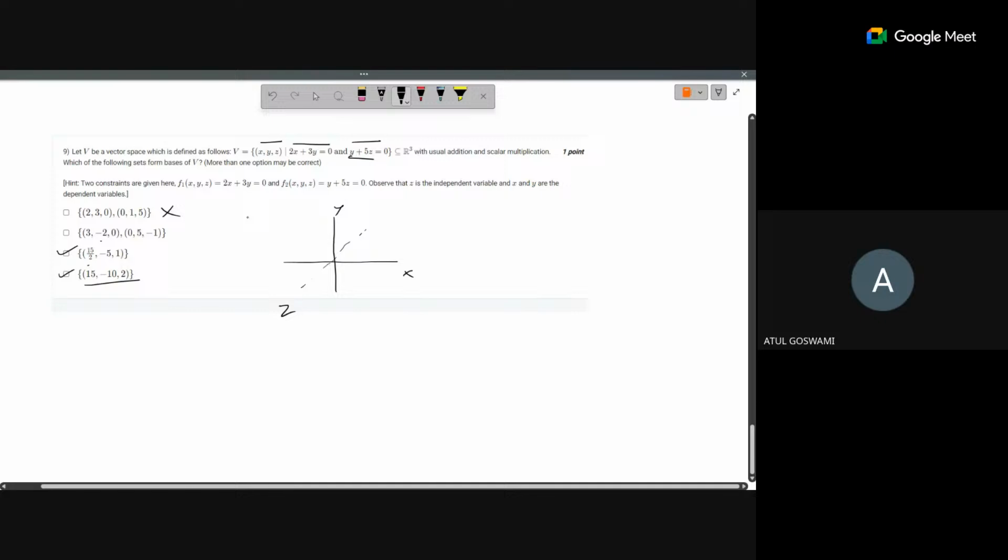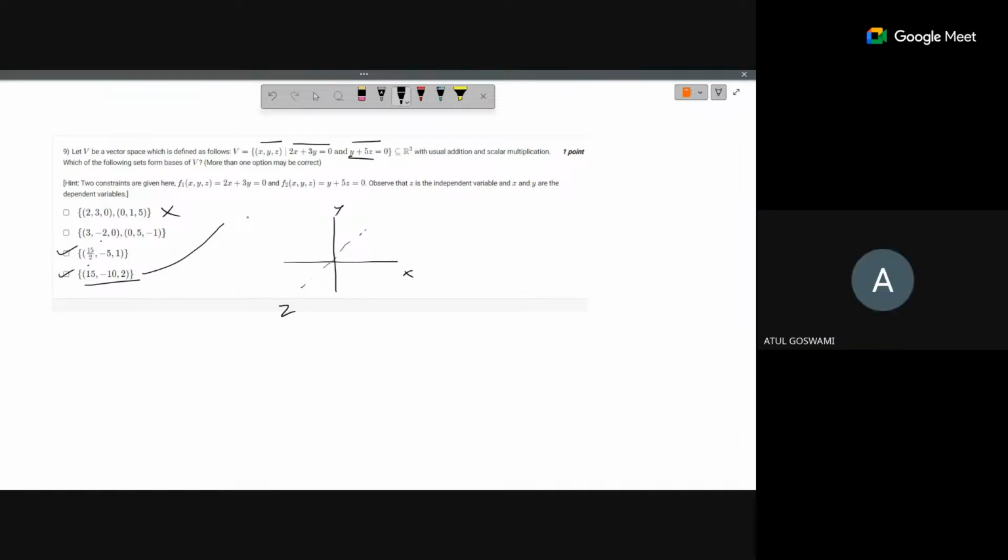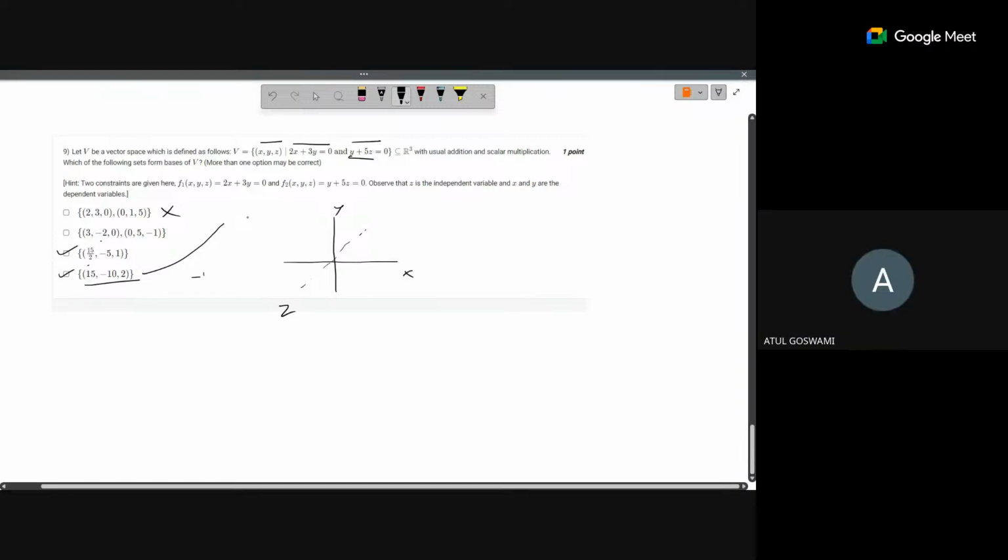So suppose we take this point, and it is satisfying the first equation. The second equation as well, because minus 10 plus 2 times 5 gives 0, so the second equation is satisfied. And the first equation is also satisfied: 2 times 15 plus 3 times minus 10, which is 30 minus 30, so 0.